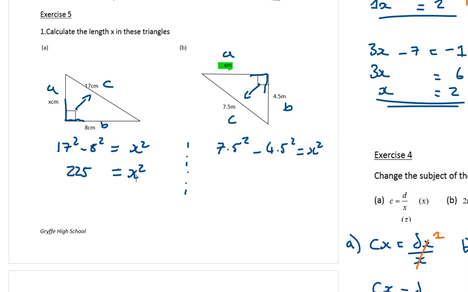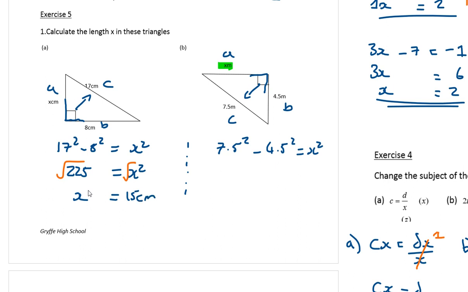And at the same time, I'll work my way through this question. And the only hard bit here now is we need to get x on its own. So how do I get x on its own? The opposite of squared is square root. So what I'm going to do is square root both sides. So I square root that just becomes x. And the square root of 225, I can do that on my calculator, square root of 225 is equal to 15.